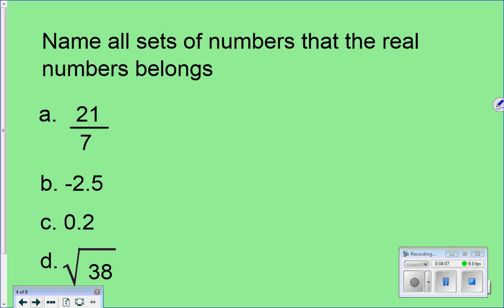All right, so what's going to happen today? You're going to use that picture again, so do not forget your notebook if you don't get your homework done at school. Let's do a few of these together. We're going to name all the sets that these real numbers belong to.